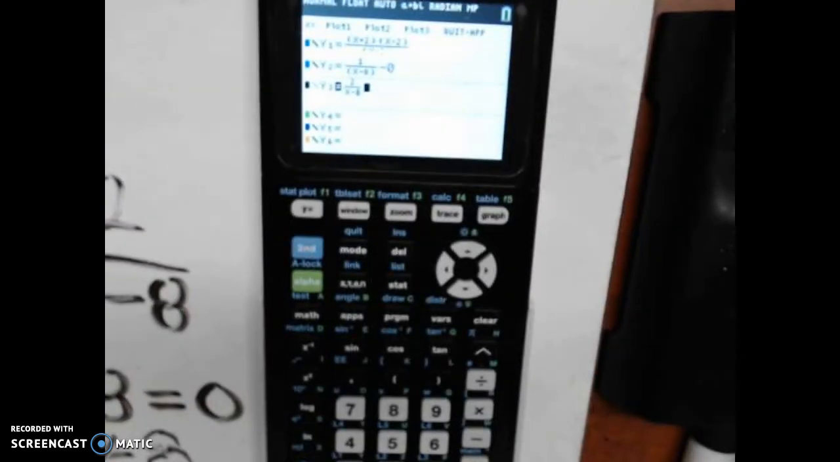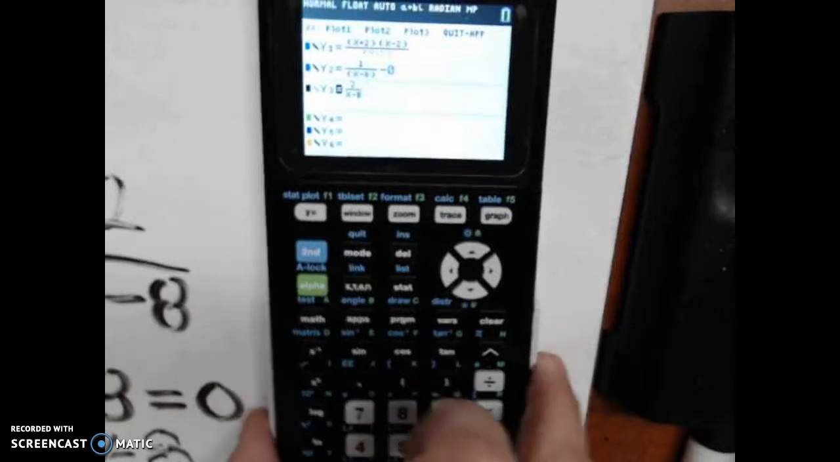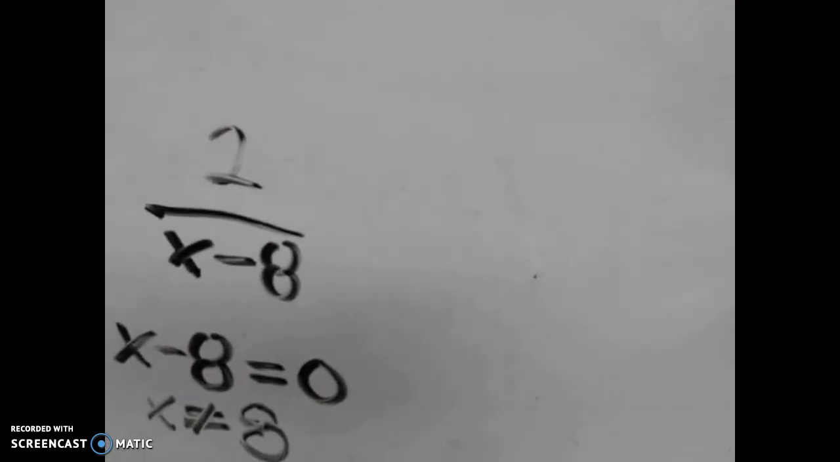Okay, folks, I'll show you a couple things. I'm going to start with this one here, y3 equals 2 over x minus 8. The math says that we're trying to find when the denominator would equal 0. So I just pulled out that x minus 8 and say, when does x minus 8 equal 0? That happens when x is 8. So x equals 8 is an excluded value.